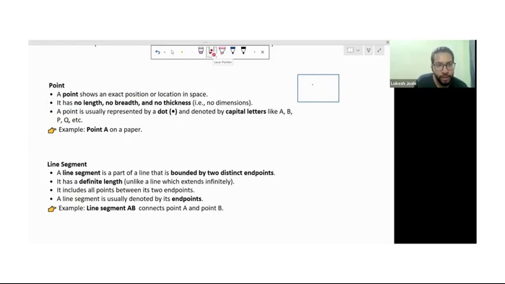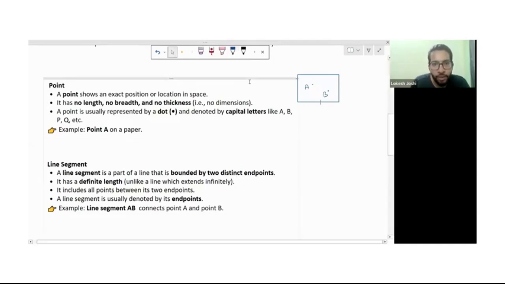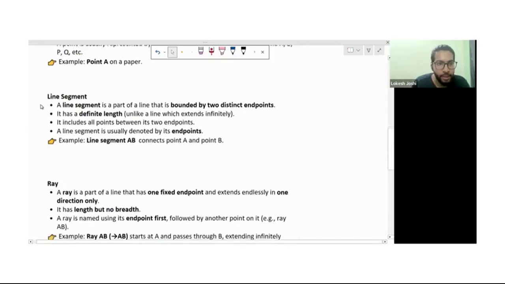Next, a point has no length, no breadth, and no thickness, that is, no dimension. Suppose this is the point. No one can find the length or breadth of this point. For the third one, a point is usually represented by a dot, which we have done there, and denoted by capital letters like A, B, P, Q, etc. It depends on you. So suppose this point is A, this point is B. Is a point clear to you? If not, you can read all the points again.